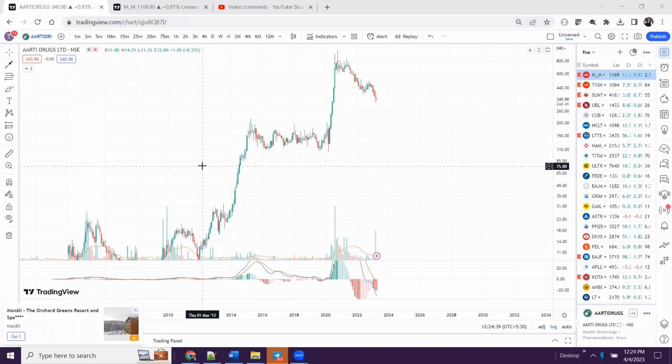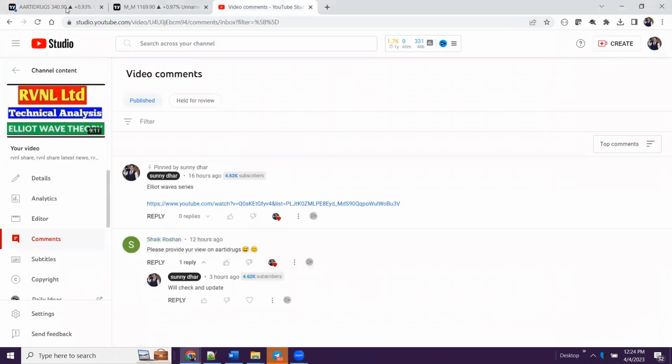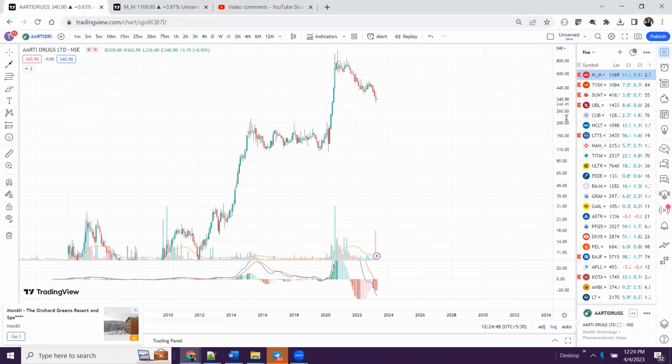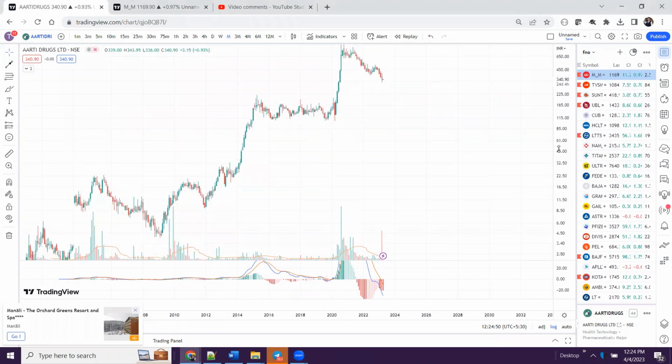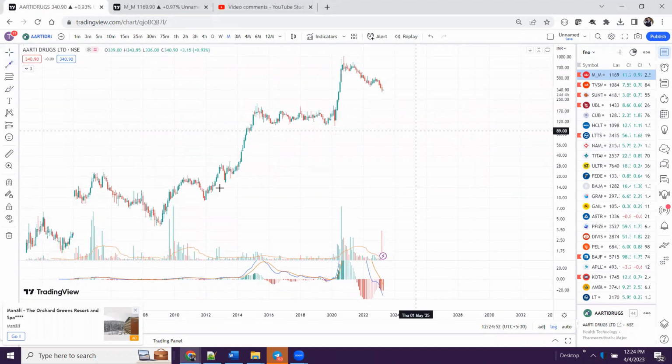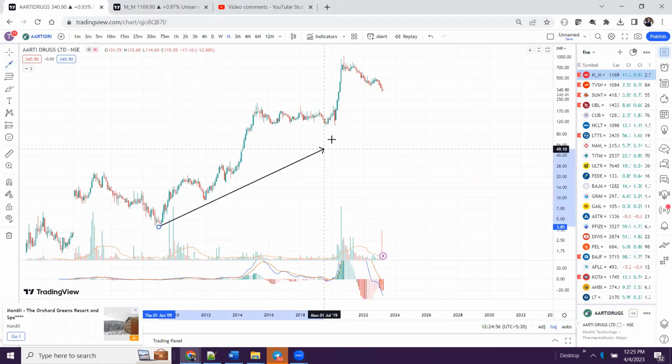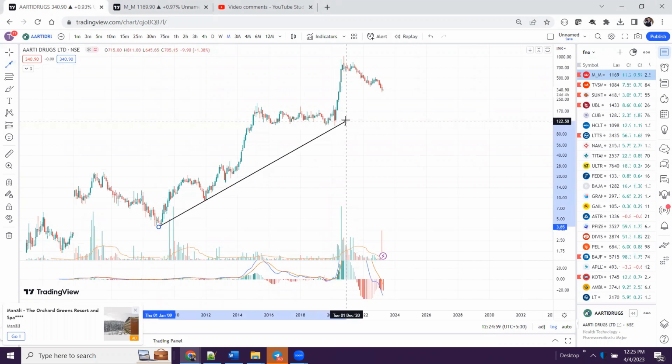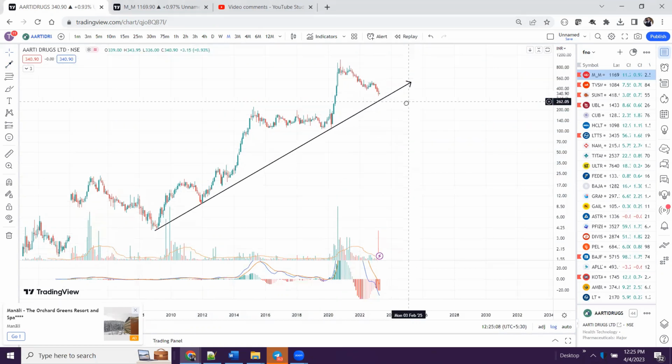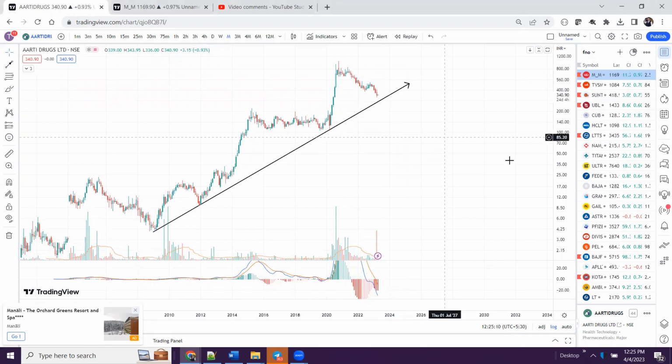Today we are doing a long-term analysis of AARTI drugs, as yesterday one of the members had asked for an analysis of this stock. So let us begin with the monthly chart. Using a simple trend line, if you connect these 2 points and extend it, you can see that last time the price went up exactly from this support. Now if you extend this again, you can see the price is now near this monthly trend line.